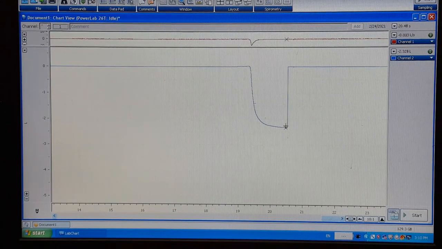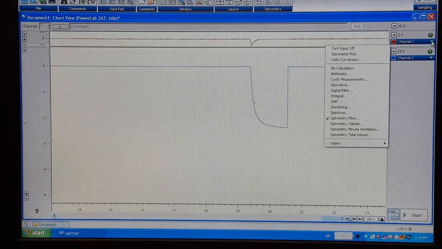I get a value of 2.35 liters. So 2,350 milliliters. That's pretty large. I don't think my expiratory reserve volume is quite that high. I think we'll run it again. What do I have to do between trials? I have to re-zero.